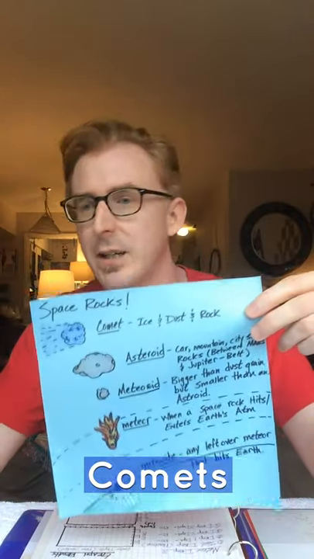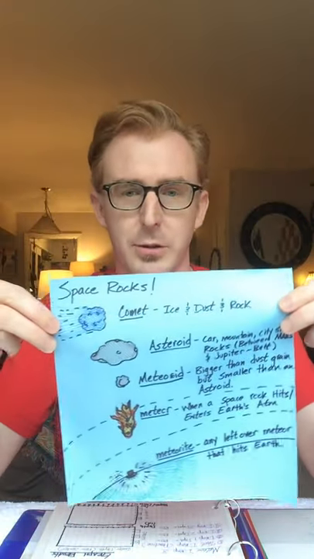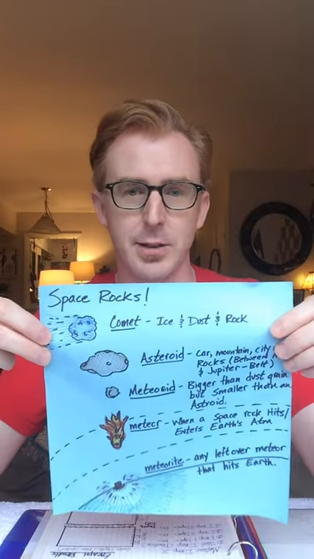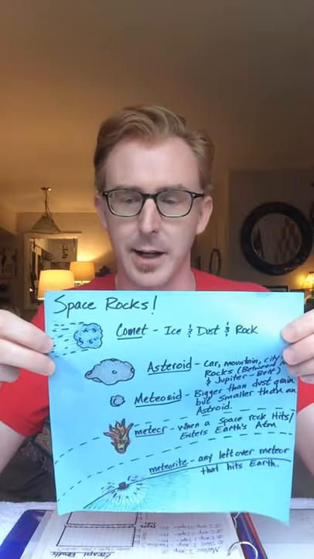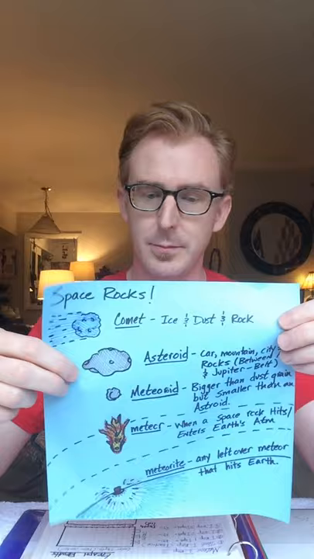Comets, we see as they go around, they have a really long elliptical orbit around our sun, and we see them every so often as they do their flybys around planet Earth, where we can look up and see them in the night sky. Major examples would be like Halley's Comet.